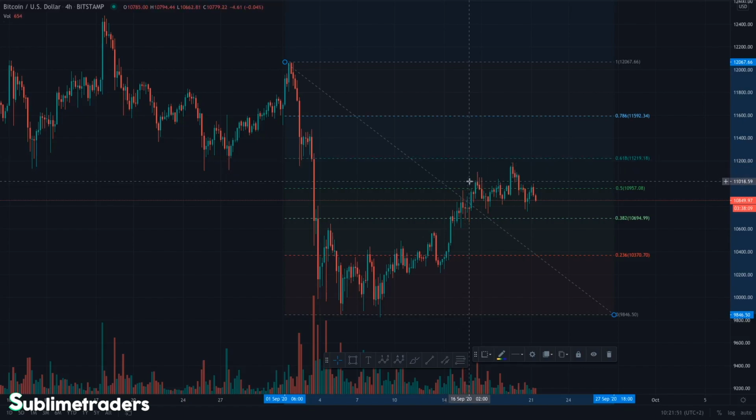Now, as a side note, I also wanted to say that from my experience, I have found that the 0.618 level is the most reactive to the price of crypto in general.